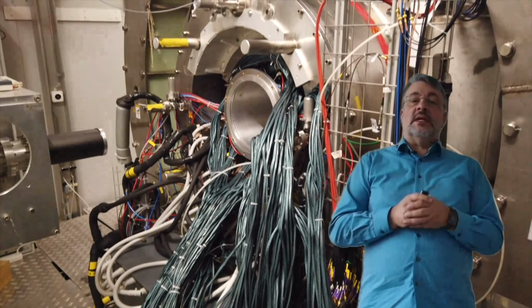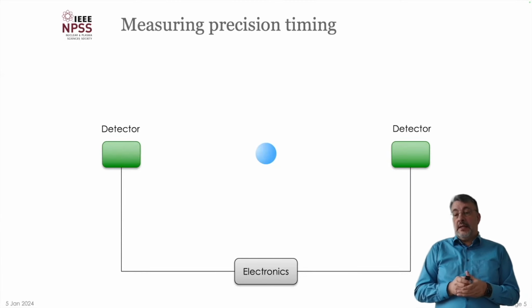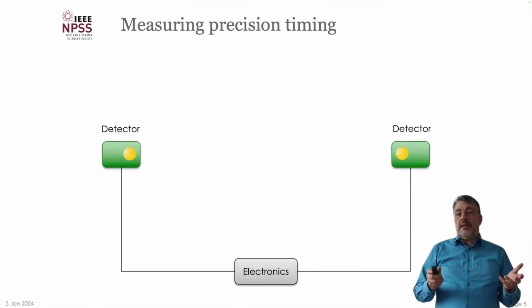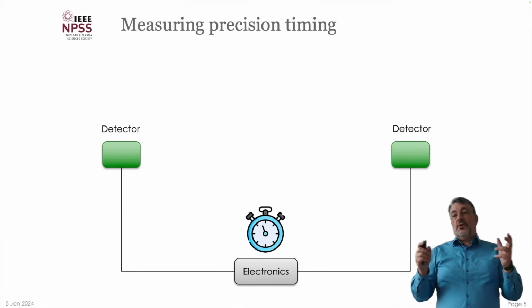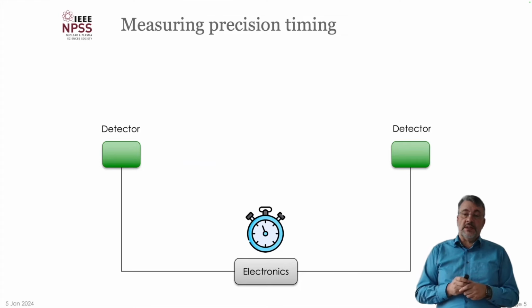But let's first start with the basics. Assume you want to detect a particle decay. The particle might decay into two particles which go into two detectors. They generate an electric signal and that goes into electronics where you can measure the time difference between the two detectors.